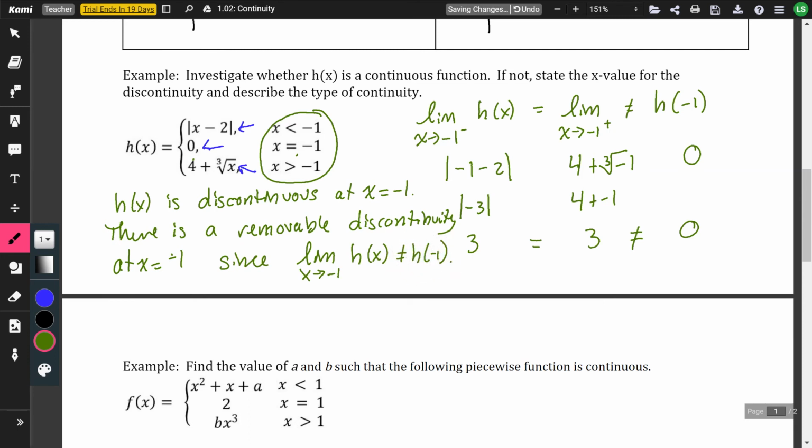That would be a full justification, or a full statement that uses the definition of continuity with that last statement, since the limit is not equal to that. That is the third part of our definition of continuity that we're using. And it's stating where the discontinuity is happening, and it's also stating that h of x is a discontinuous function.